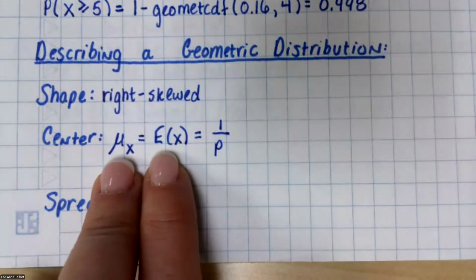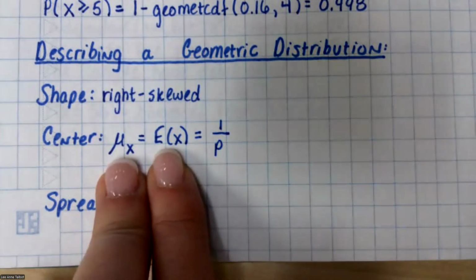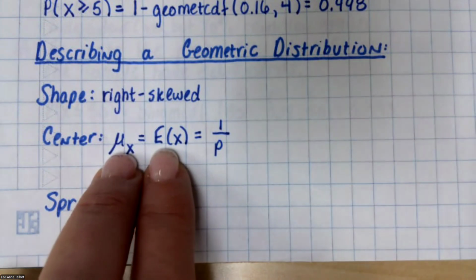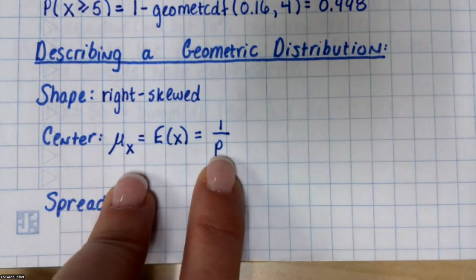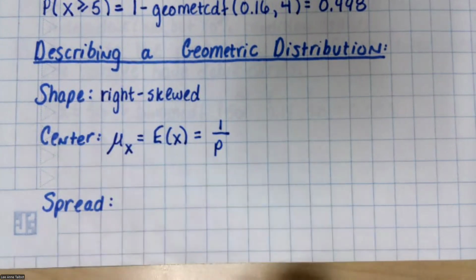You guys have to start reminding yourself that weighted average and expected value are the same thing, interchangeable at all times. If I ask for weighted average, you give me 1 over P. If I ask for expected value, you give me 1 over P. Okay, now why is it 1 over P?